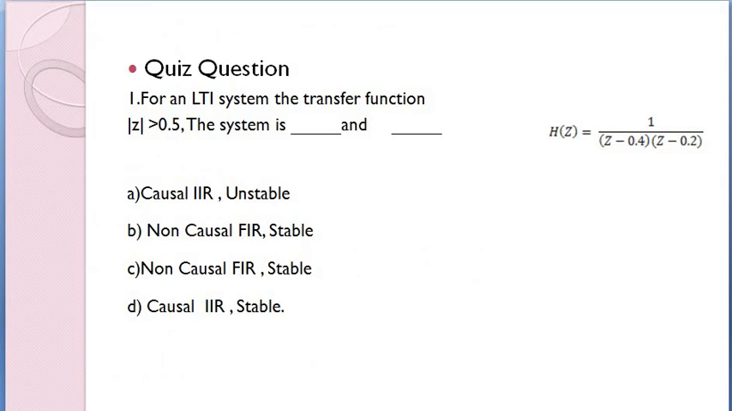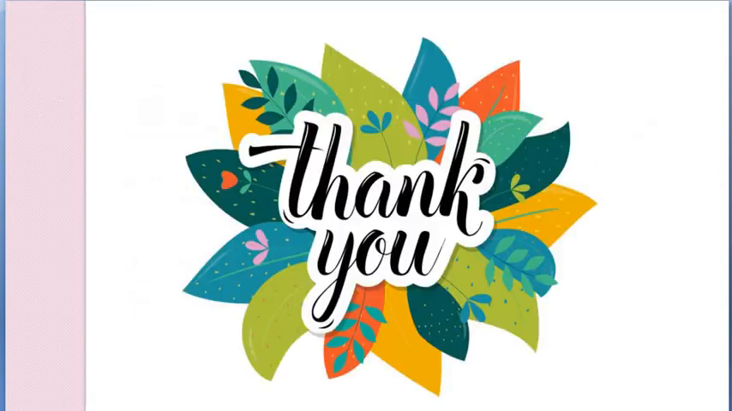Quiz. For an LTI system, the transfer function H of z is 1 divided by z minus 0.4 into z minus 0.2. Here the modulus of z is greater than 0.5. Then the system is dash and dash. Here the system is a causal IIR stable system. Thank you.